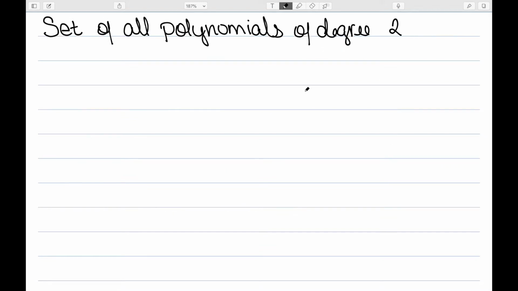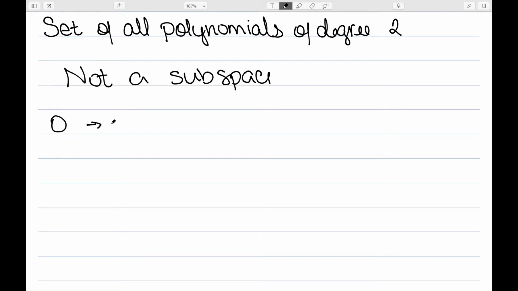The next one I want to consider is the set of all polynomials of degree 2. And this is actually not a subspace. First off, 0 does not have degree 2. So 0 is not in there. However, that's not the only thing.